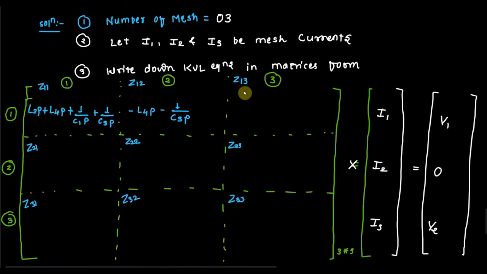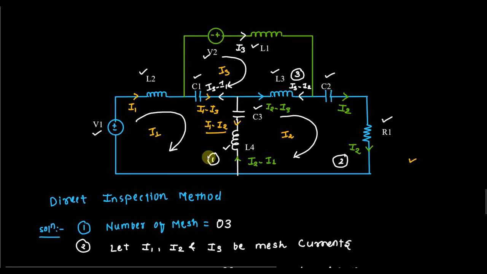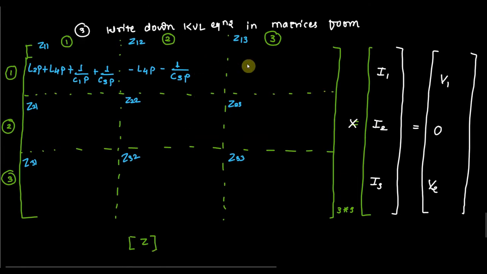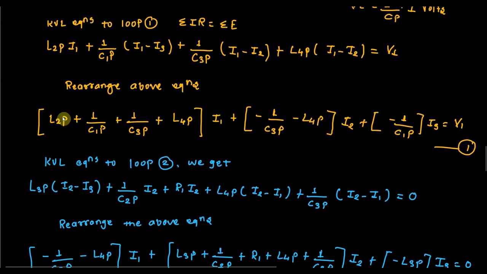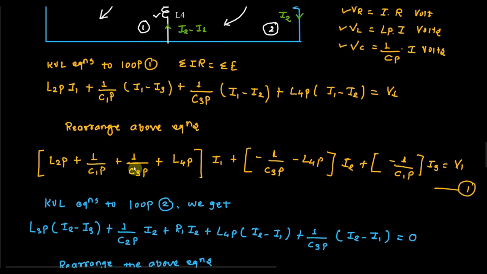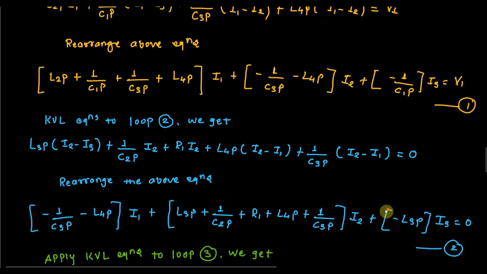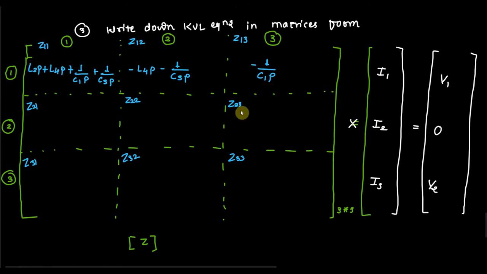Now similarly Z13 means the element present between first and third mesh. The element between first and third mesh is this capacitor only, C1. So it will come out to be minus 1 upon C1P. Fine. So in that way we can directly write. You can see that we can verify this in the KVL equation 1. So L2P, L4P, 1 upon C1P, 1 upon C3P, and like this. So if you write these 3 equations in matrix form, you get this answer, or you can write directly.